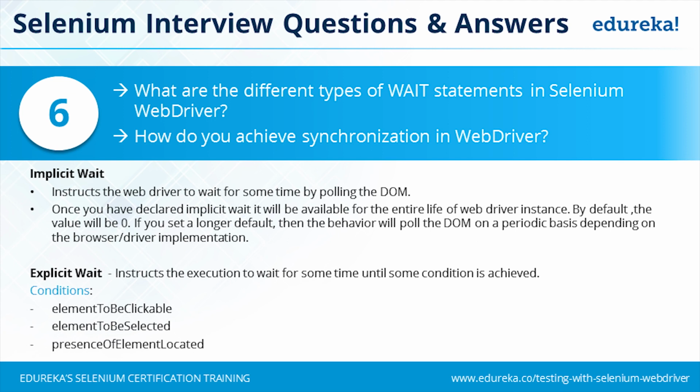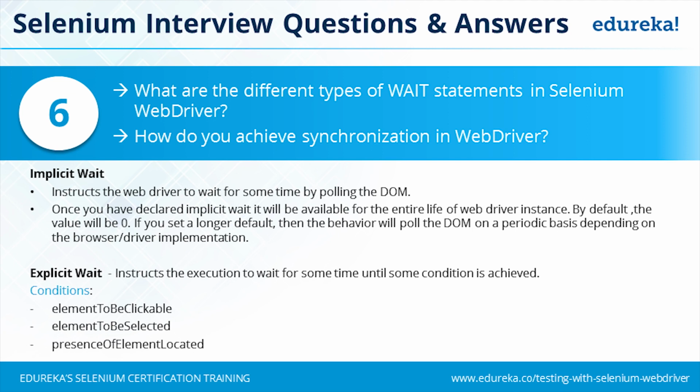The next type of wait is an explicit wait. Explicit wait is a kind of smarter wait which can be put upon a particular element. That is, I don't want the wait to be implemented at each and every line of code. What I want is, I know that a particular element is a bit late. A particular element requires some time because there is processing involved on the server side. So I can put an explicit wait on a particular element. An explicit wait instructs the execution to wait for some time until some condition is achieved. There are different conditions for which you can put an explicit wait.